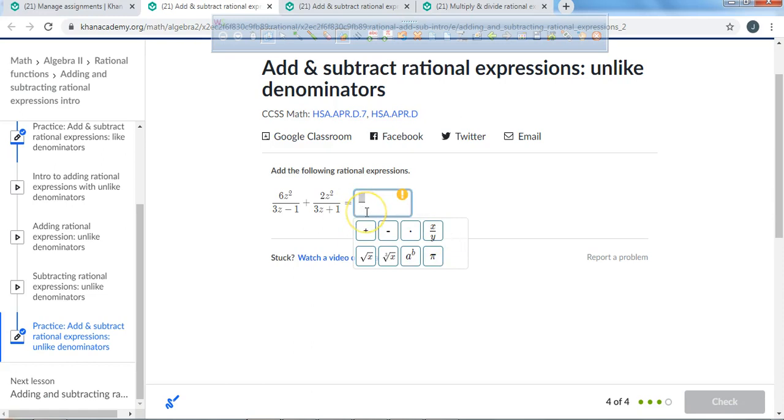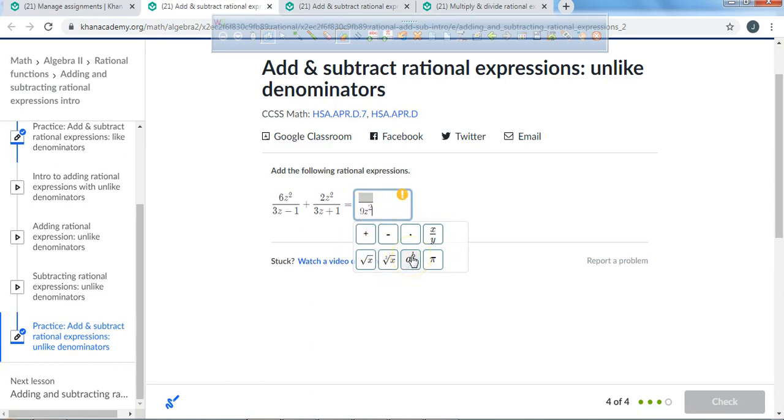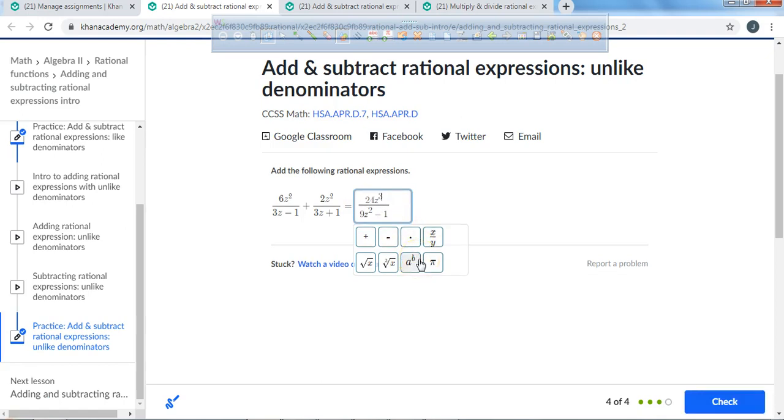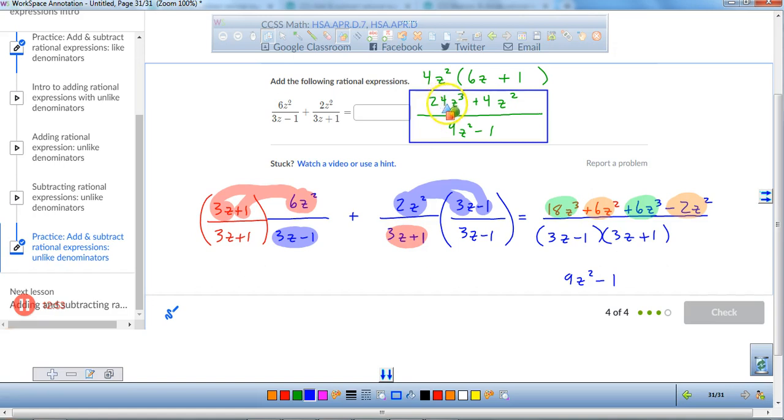All right, we go ahead and start in the bottom, put 9z squared minus 1. It's a nice difference of squares right there. And in the numerator, we're going to type in 24z cubed plus 4z squared. All right, 24z cubed plus 4z squared over 9z squared minus 1.